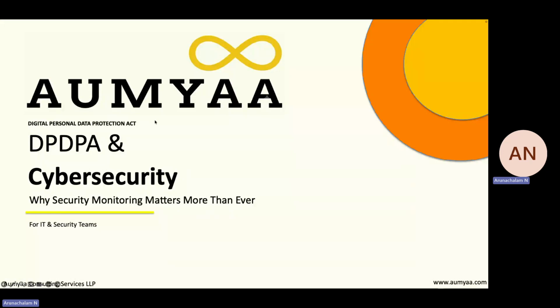Today we're talking about the Digital Personal Data Protection Act, DPDPA, but not from a legal or policy angle. We're going to look at it from where you sit, IT and security operations. By the end of this session, you'll know exactly what the law expects from security teams, why detection speed is now a compliance metric and not just a security metric, and what a practical monitoring framework looks like.